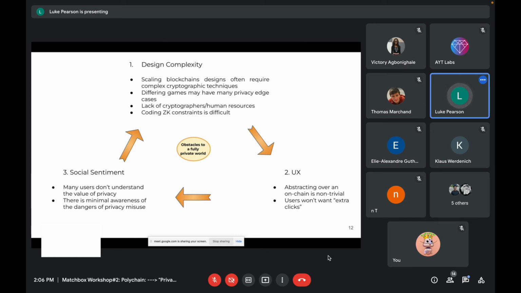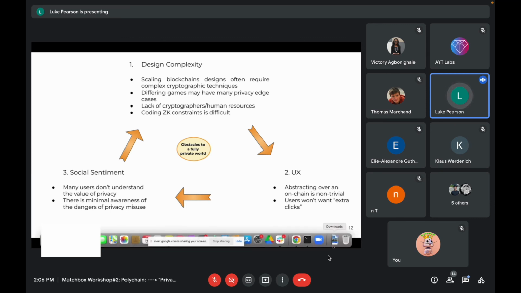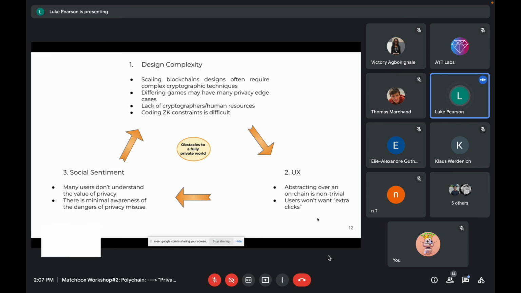And then, as I said before, the social sentiment that comes with privacy. So users don't understand the value of privacy. There's minimal awareness to the dangers of privacy misuse, and people don't know the kind of behaviors that it enables.